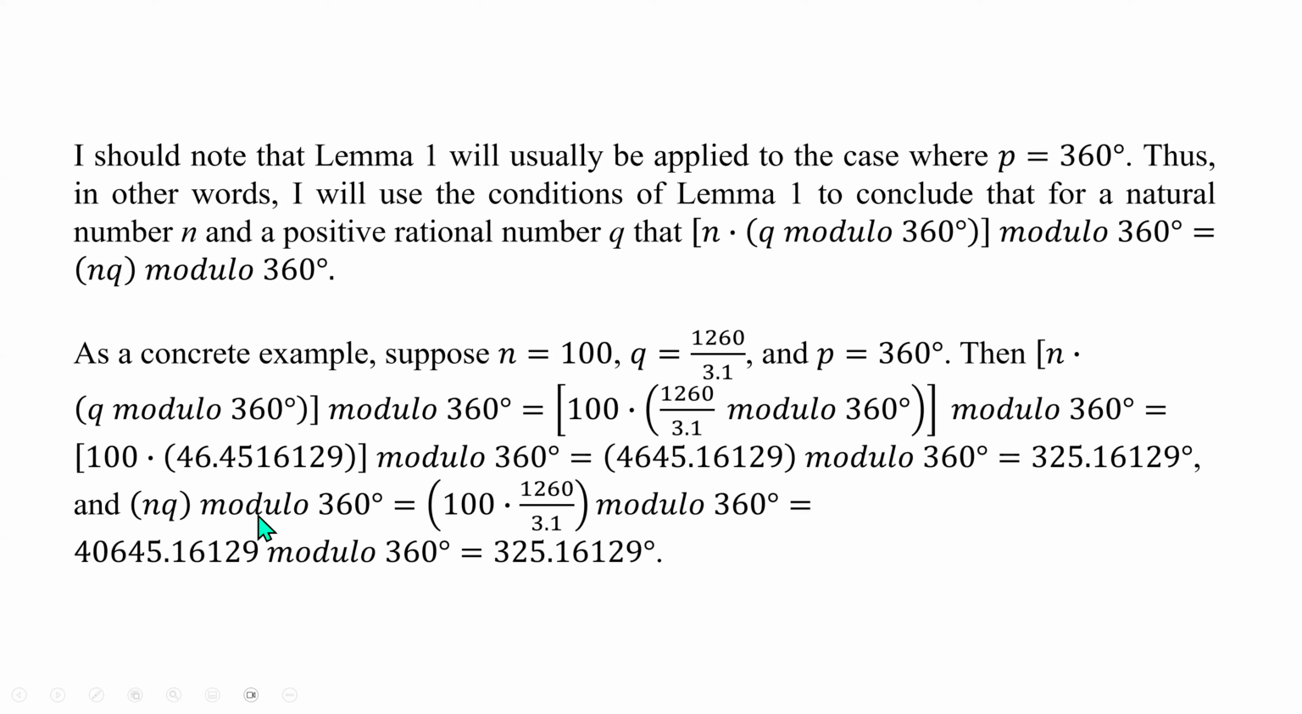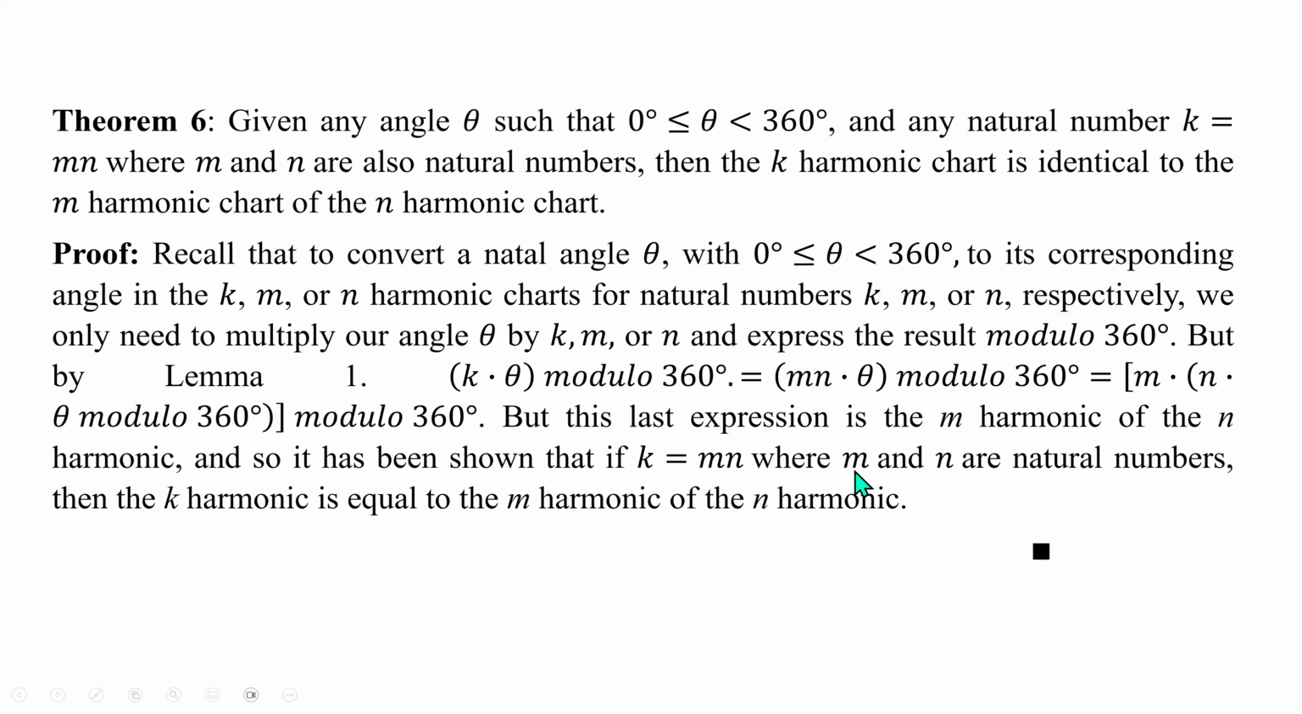On the other hand, if I evaluate n times q and then reduce modulo 360 degrees just once, that's 100 times 1,260 over 3.1, reduced modulo 360 degrees. This product comes out to 40,645.16129, evaluated modulo 360 degrees, and sure enough, I get the same thing I got up here, 325.16129 degrees. So, at least in that example, the result of the lemma works. Okay.